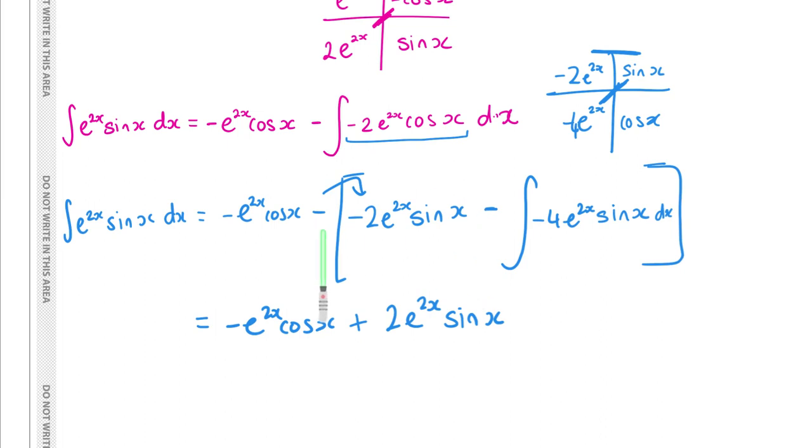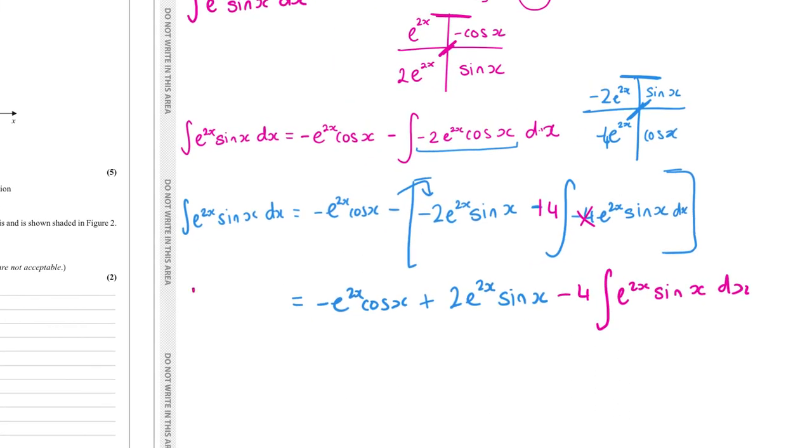Are we happy with all of that? Yeah? If I factor out minus 4 here, this becomes plus 4. And then if I multiply by the minus, I'm going to get minus 4 lots of the integral of e to the 2x sine x with respect to x. Okay, what we notice is that we've started at the original question. However, if we've got minus 4 lots of this, technically what could we do? Add 4 lots of this integral to both sides.